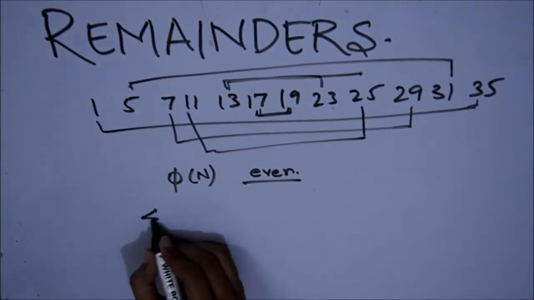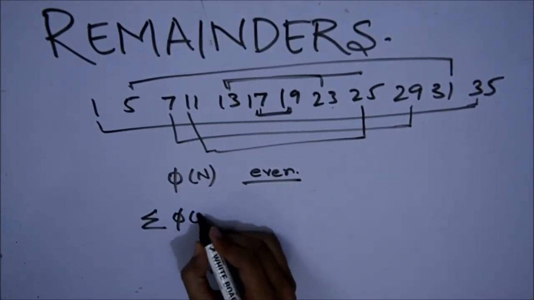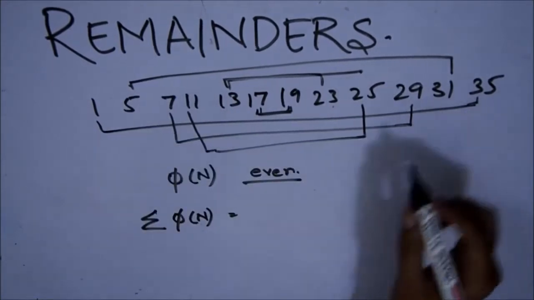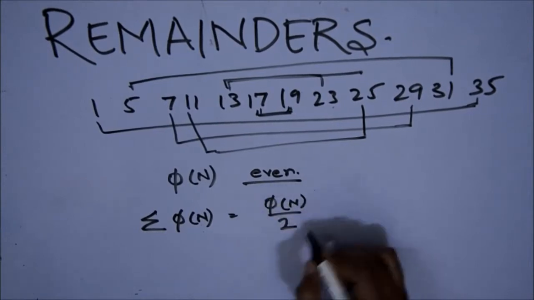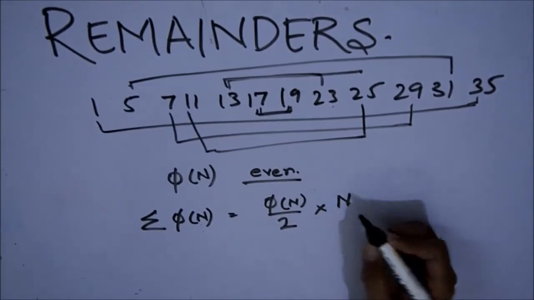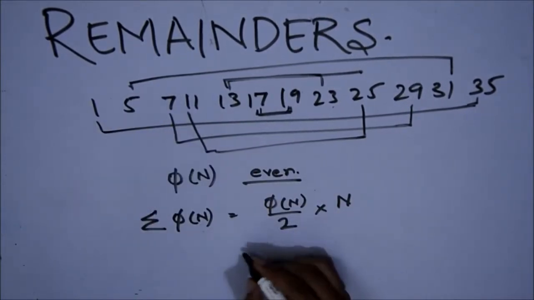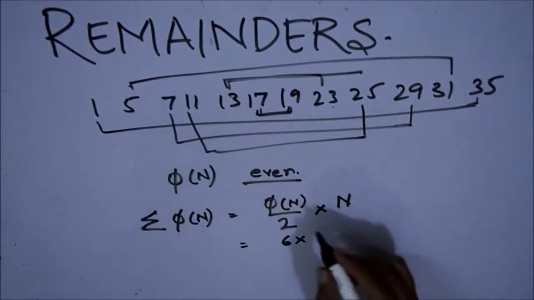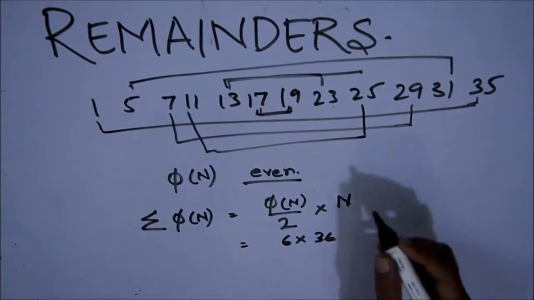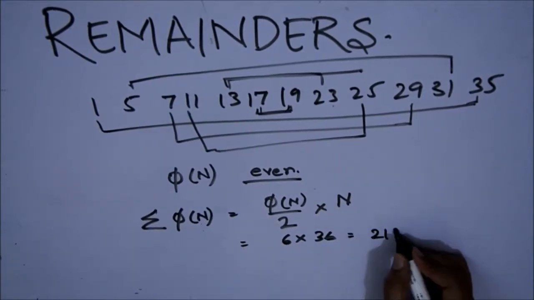Hence the summation of these numbers, if we denote it as summation of phi n, is phi n by 2, that is the total number of pairs, into n, that is the sum. In this case, since there are 12 numbers, there are 6 pairs, and each pair individually is 36. Hence it is 216.